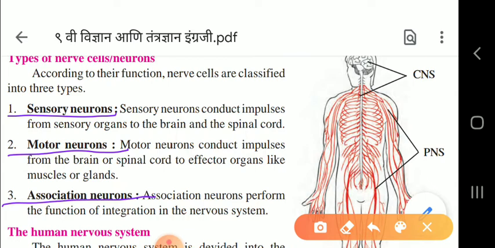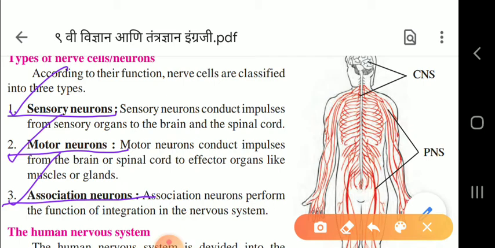So first is the sensory neuron. This definition you have to learn, children, because these are important. Sensory neurons conduct impulses from sensory organs to the brain and spinal cord. You know, spinal cord: our vertebral column is there. Inside that, the hindbrain gets tapered, and in the form of a thread-like structure, it is present in the vertebral column. That is called the spinal cord.